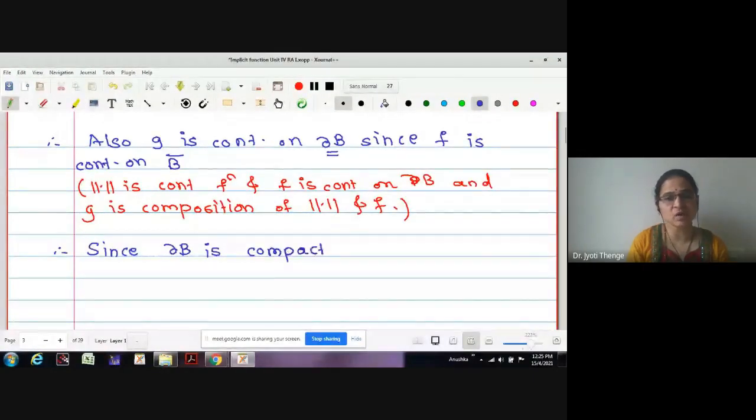Since ∂B is compact. Why is ∂B compact? What is the definition of compactness?